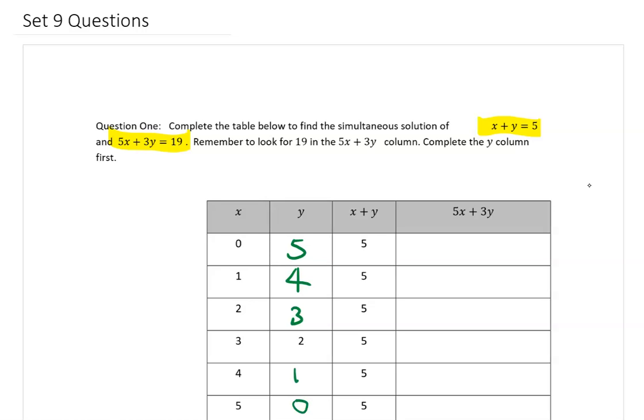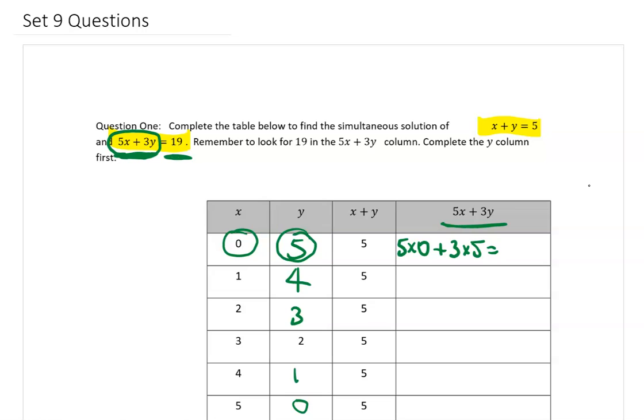All right, let's come over here. Now we've got the other equation. We're just looking at this part for now, 5x plus 3y. But we do want that to be equal to 19. That's our goal. So let's look at 5x plus 3y. If x is 0 and y is 5, what will this equal? We have 5x, so 5 lots of x, so 5 times 0, plus 3 lots of y, so y is 5, so plus 3 lots of 5. What does that equal?